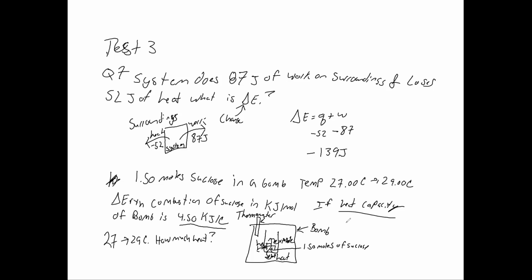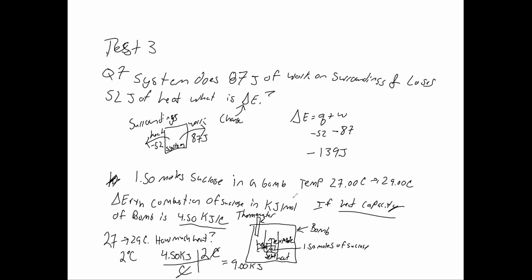All right. So here I raised it 2 degrees centigrade, 27 to 29. So the amount of energy that my bomb absorbed is 4.50 kilojoules per Celsius multiplied by 2 Celsius. Celsius cancels out. The amount of energy that my bomb absorbed was 9 kilojoules.